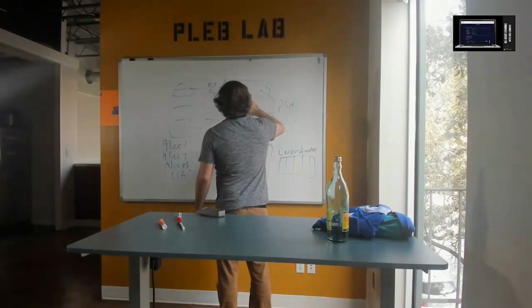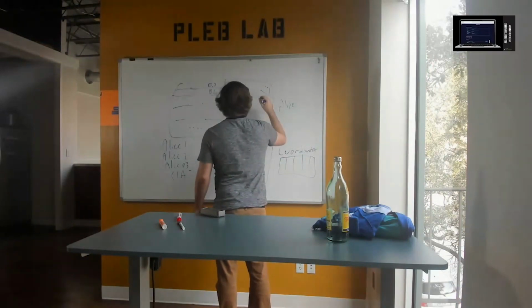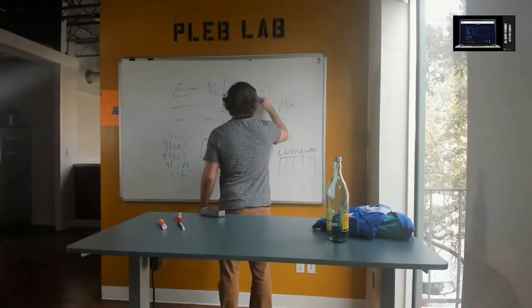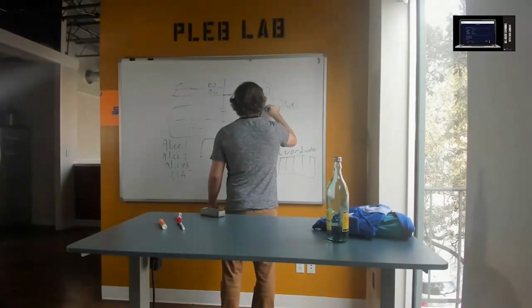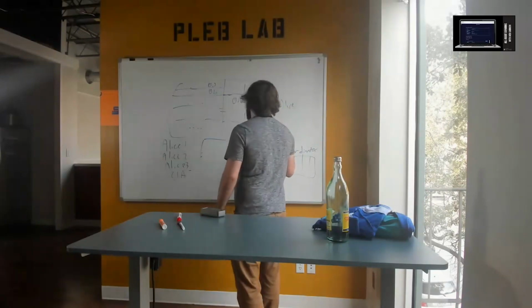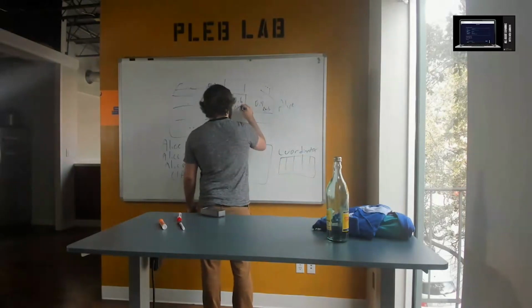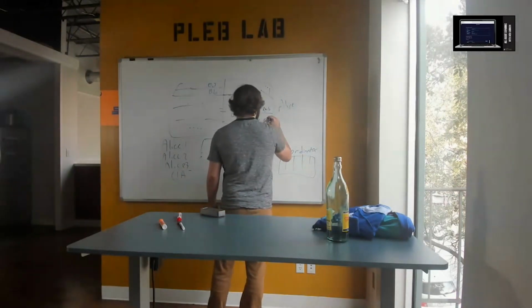But what would be better is, what if this was Alice's output, but actually it was 0.6 to her, and 0.4 to, let's do this, Bob. And then Bob also opened a channel to her of 0.4, 0.6.